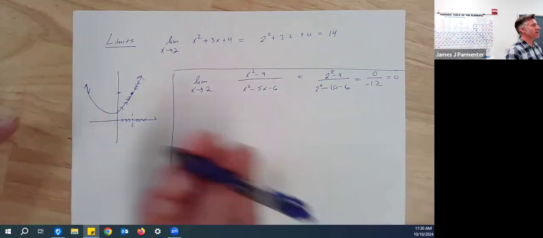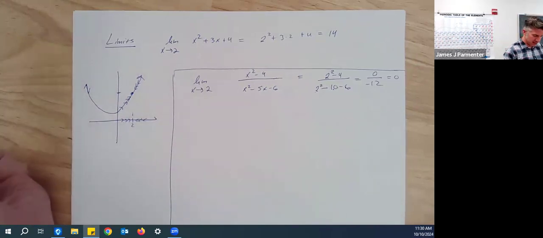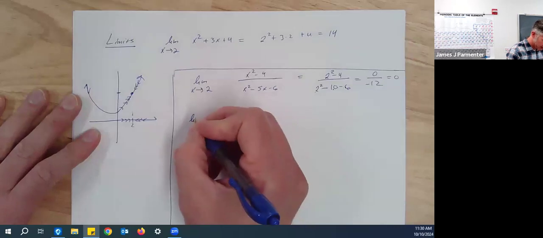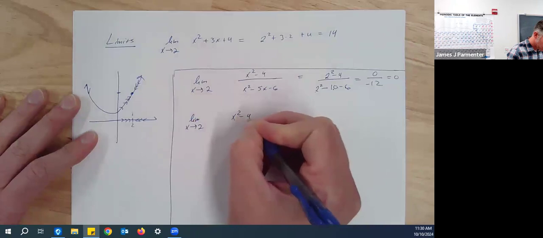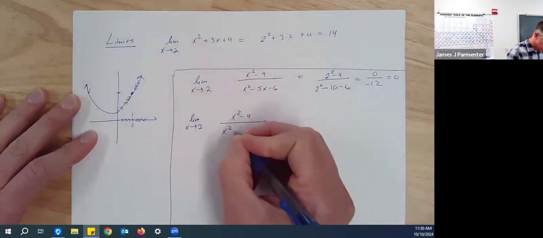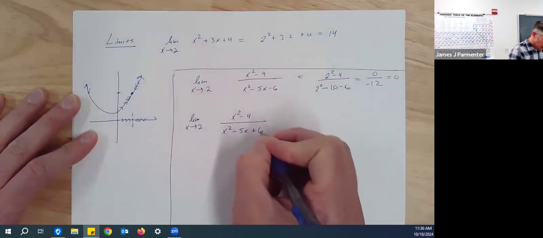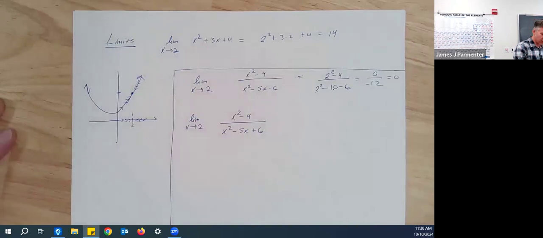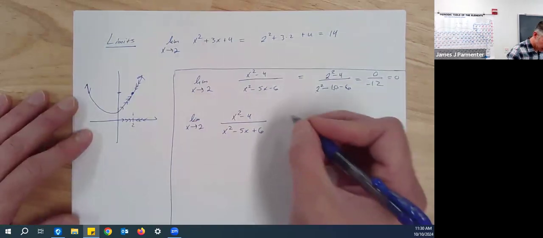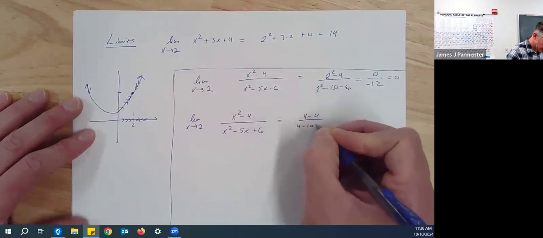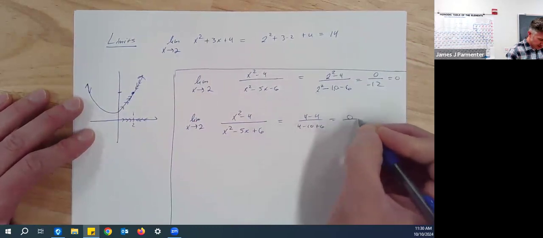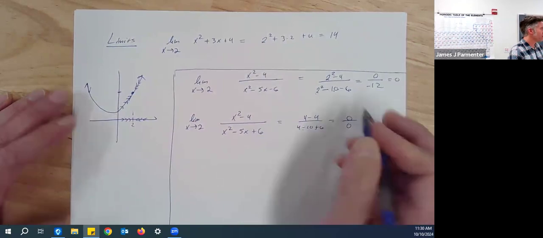So typically what we encounter for a lot of limits is something like this. The limit as x approaches 2 of x squared minus 4 over x squared minus 5x plus 6. And now if you plug in, sadness occurs. We get 4 minus 4 over 4 minus 10 plus 6, which is 0 over negative 6 plus 6, which is 0.